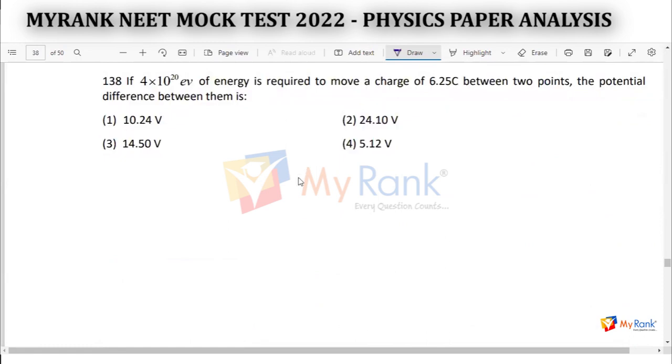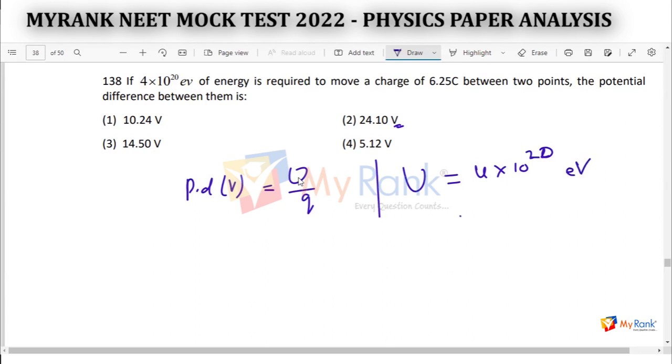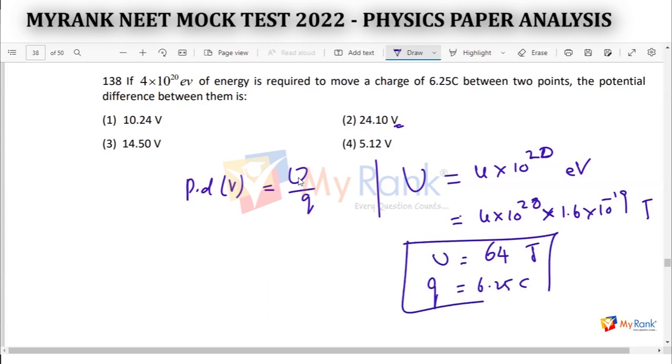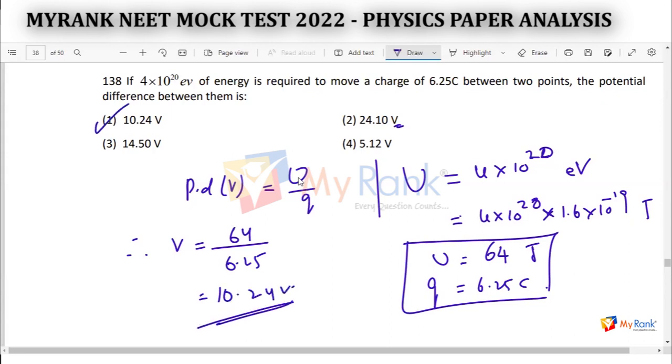4 into 10 power 20 electron volts of energy is required to move a charge of 6.25 coulombs between 2 points. The potential difference between them is. So students, potential difference V is nothing but energy by charge. What is this energy here? 4 into 10 power 20, and electron volts are its units. So this should be converted into SI units. 4 into 10 power 20 into 1 electron volt, which is 1.6 into 10 power minus 19 joules. So this results in 64 joules, students. As Q is given as 6.25 coulombs, potential difference V is nothing but 64 by 6.25. That gives 10.24, students, which is the first option. So that is the answer.